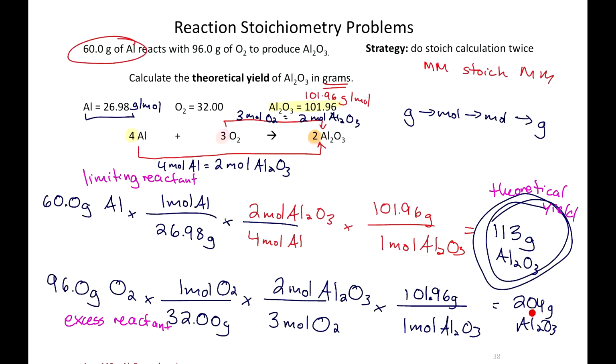And then this, you might be asking, what is this 204? What is the meaning of the 204 we calculated? It means nothing. It means nothing in the context of this question because we are never going to completely consume all of that oxygen. So that 204 means absolutely nothing, right?